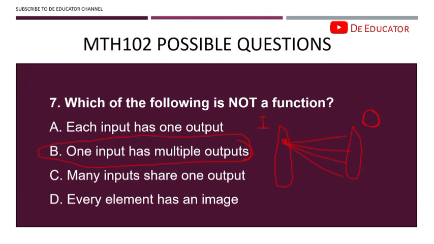C, many inputs share one output, is also a function. It can be possible for many inputs to share one output. But one input having multiple outputs is wrong. The correct answer is option B: one input has multiple outputs.